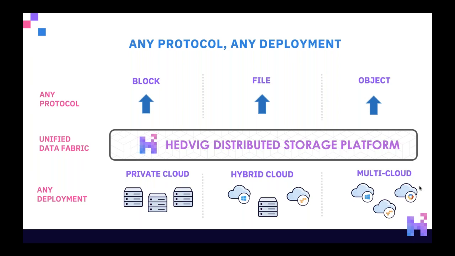It could be hybrid cloud. You can have on-prem as well as any cloud installation for Hedvig, be it AWS, Azure, or even Google Cloud. And you can have a completely cloud-only installation as well, or a completely multi-cloud installation in any of these cloud vendors. And you can also enable resilience for availability zone and region failures in the cloud using Hedvig software natively.